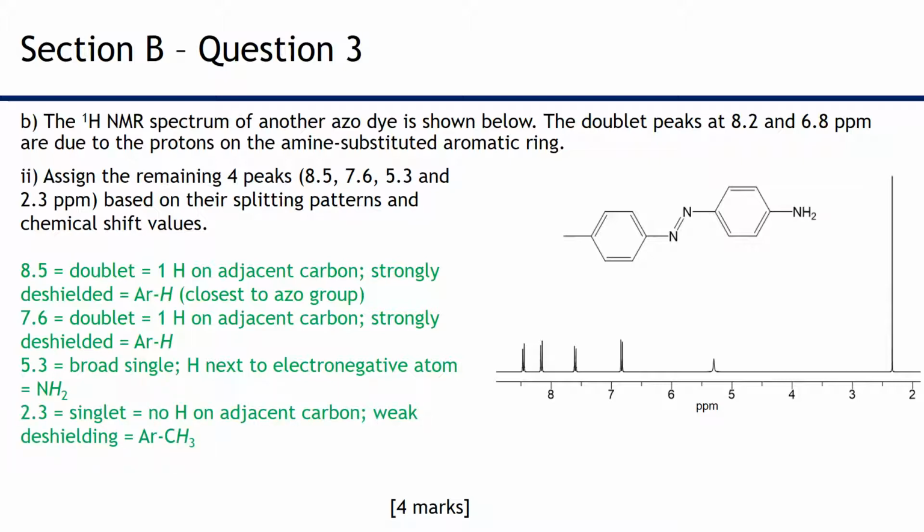And then finally at 2.3 we have a singlet. Again, that shows that there's no H on the adjacent carbons. This one, being at 2.3, only has relatively weak de-shielding compared to all the other peaks, and that would suggest that it is the protons on the methyl group that is attached to the aromatic ring.